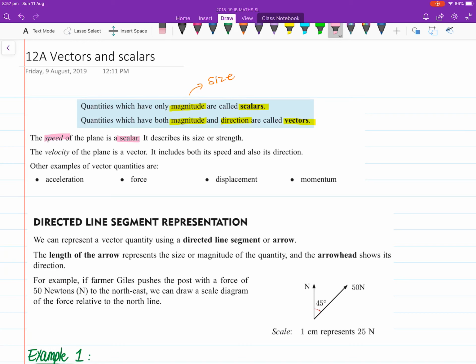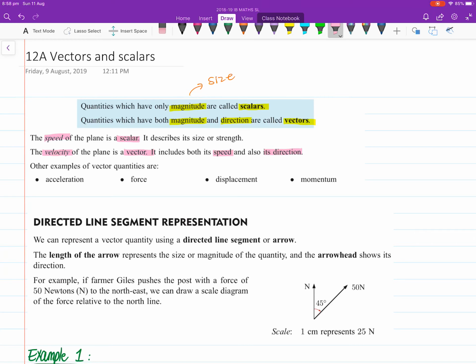Whereas when we're talking about velocity, for example, that is a vector because it also includes the direction that you're going in. And it could be represented like north, west, east, south, etc. Or it could be, north 50 degrees west. There's different ways of representing direction.